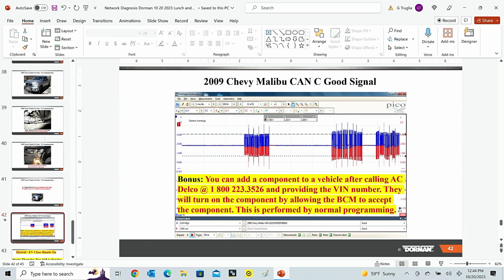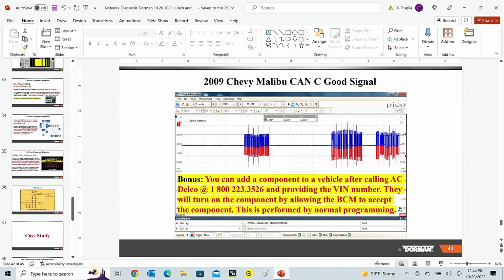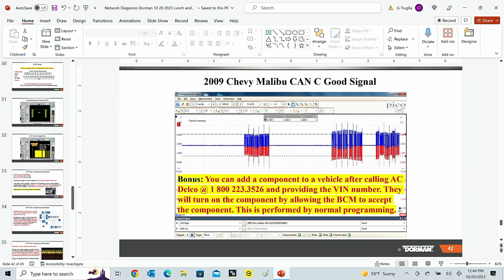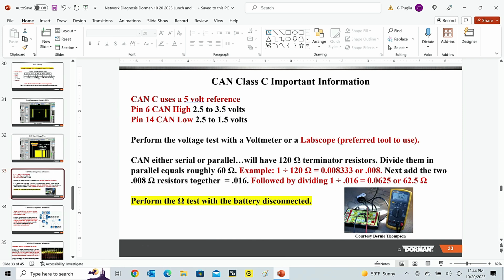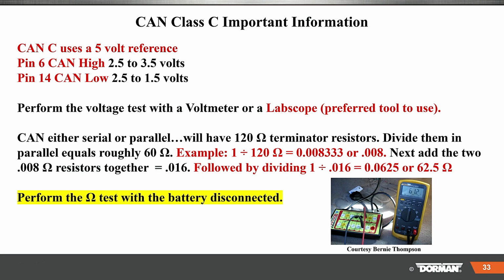So we're going to go back for a second just to look at something there. Remember the CAN voltages right here? Where are the CAN voltages at? 2.5 to 3.5 and 2.5 to 1.5. Those are both your CAN high and low, right?